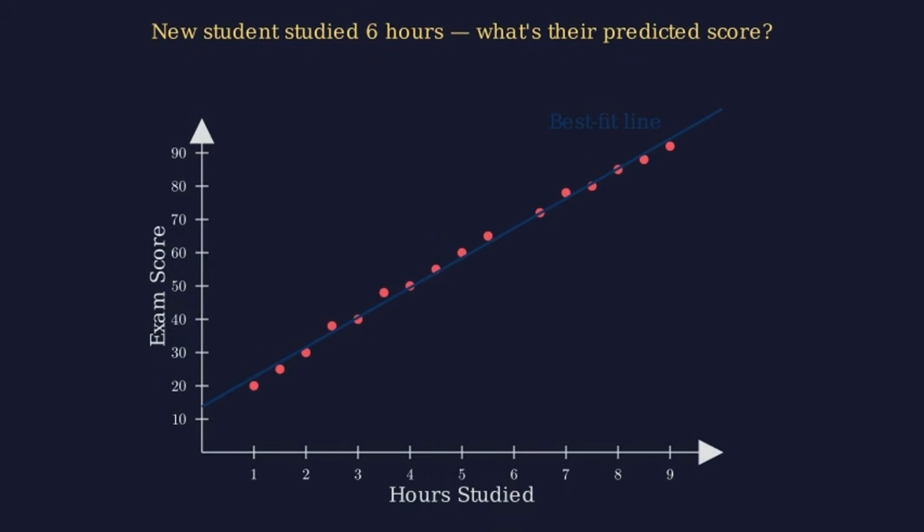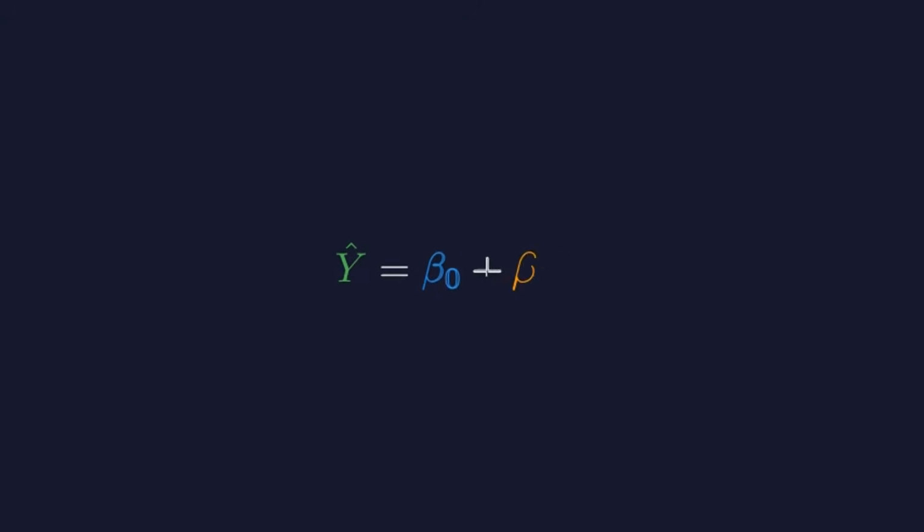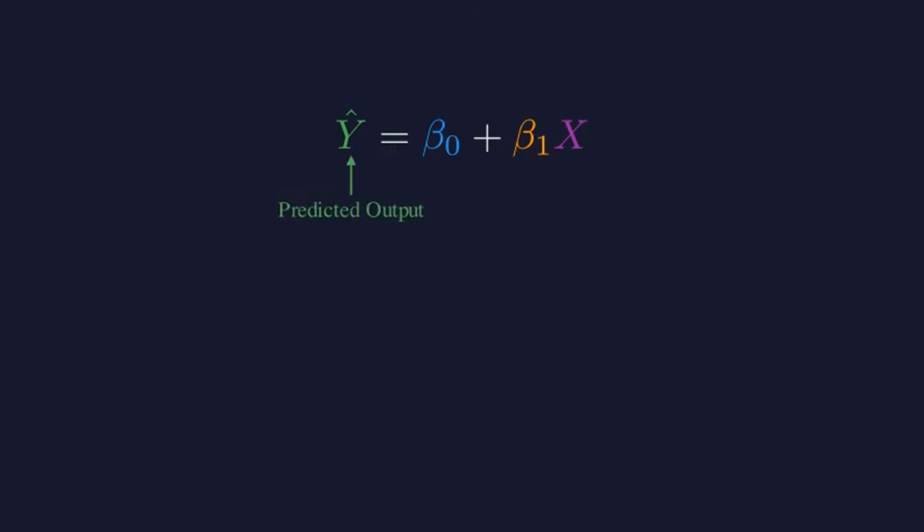So if a new student studied for 6 hours and we wanted to predict their score, trace up from 6, hit the line, and read across. That's our prediction. The equation looks like this. Y hat is the predicted output, beta 0 is the intercept where the line crosses the y-axis. Beta 1 is the slope, how much y changes for every unit increase in x, and x is the input feature.